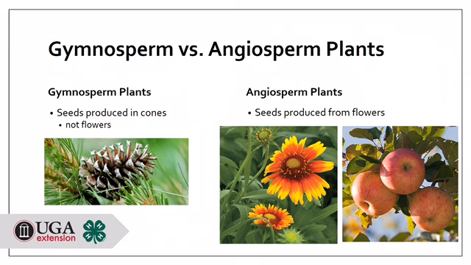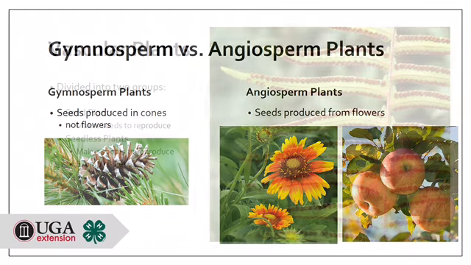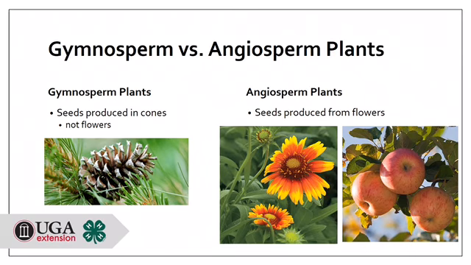Gymnosperm versus angiosperm. Gymnosperms produce seeds in cones, not flowers. As you can see, your example is a pine cone. That's a gymnosperm plant. And angiosperm plants produce seeds from the flowers. So you have your apples and you have your flowers.